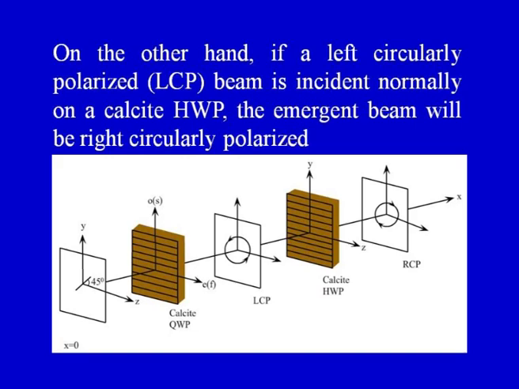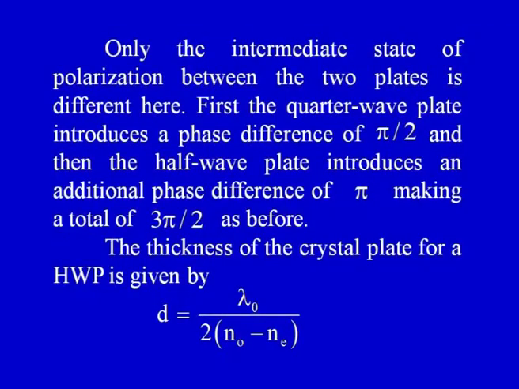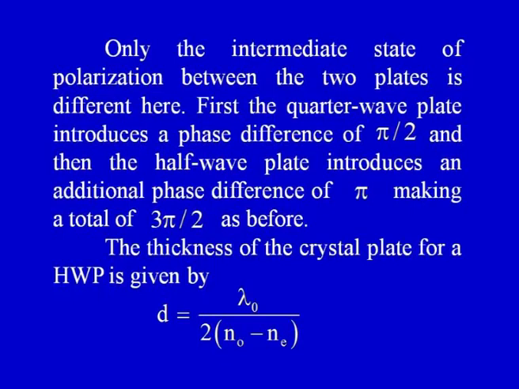You see, initial plane polarized light passes through a quarter wave plate, becomes a left circularly polarized light, passes through a half wave plate, becomes a right circularly polarized light. Only the intermediate state of polarization between the two plates is different here. First, as I said, the quarter wave plate introduces the phase difference of pi by 2, makes the light beam left circularly polarized, and then the half wave plate introduces an additional phase difference of pi, making a total of 3 pi by 2 as before, and making the light beam right circularly polarized. The thickness of the crystal plate for a half wave plate is given by, in a very natural way, d is given by lambda naught by 2 divided by NO minus NE.